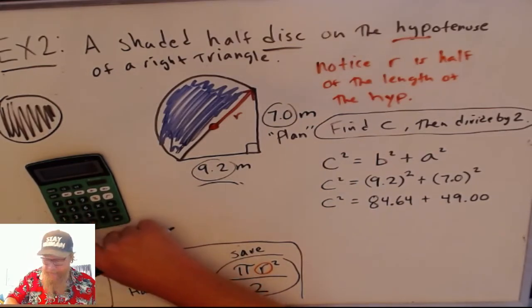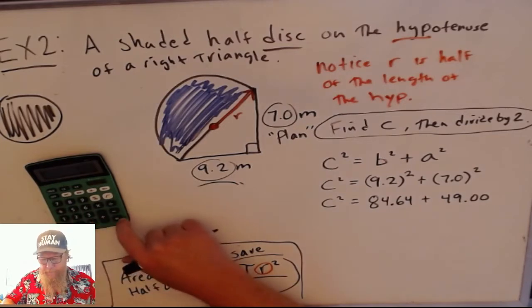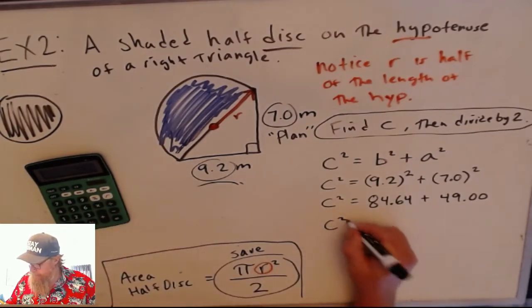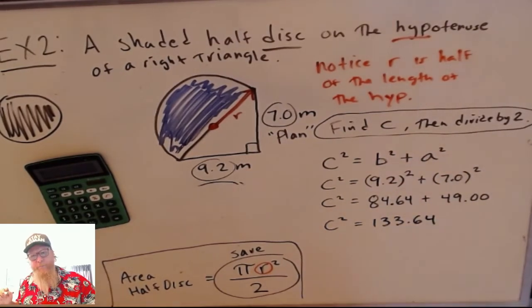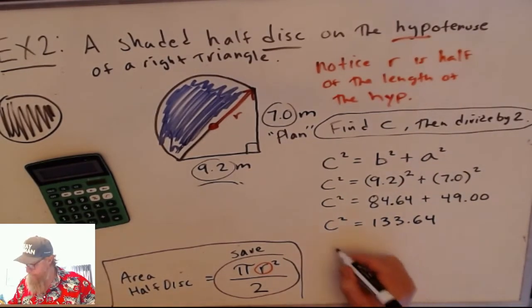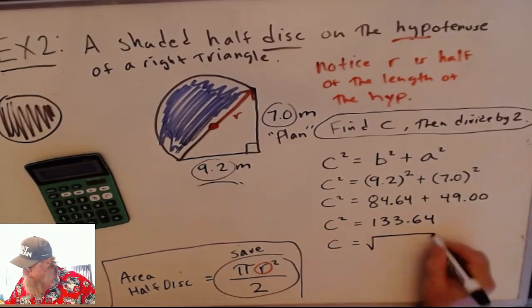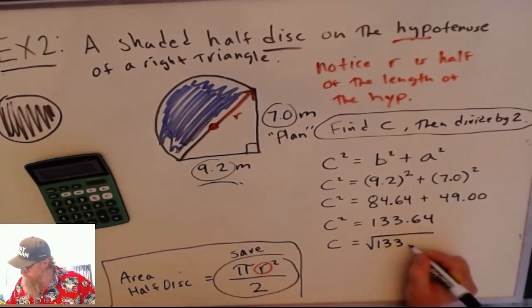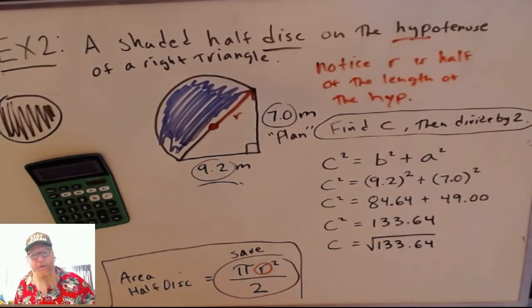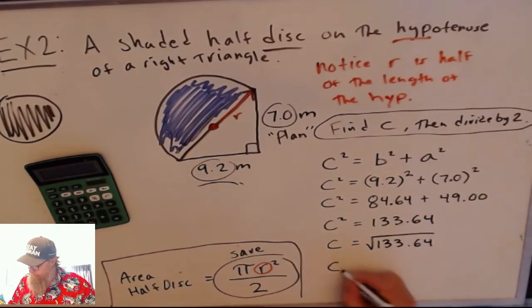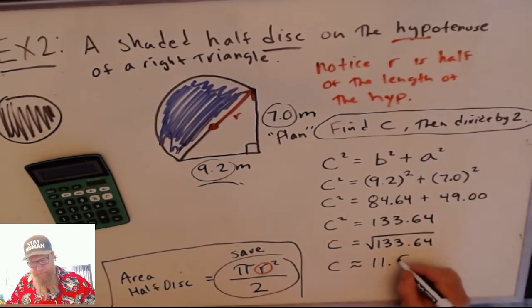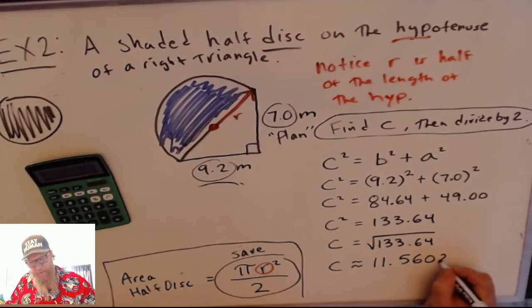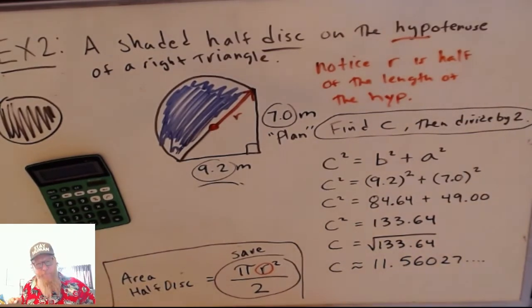49 plus 84.64. C squared is 133.64. So C is the square root of 133.64. So C is approximately 11.56027, and so on.